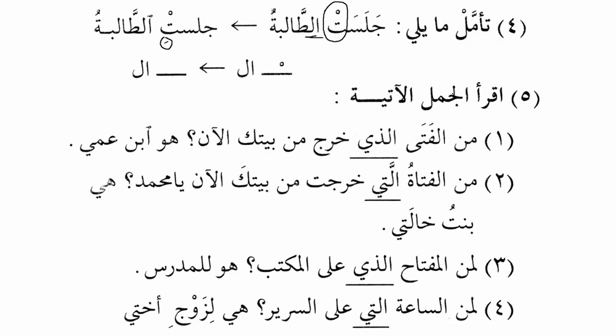Iqra. And when we connect it over here, let's implement it straight away. So it will be Iqra il jumal al-atiyata, read the following examples. So the first one is Manil fatal ladhi kharaja min baytika al-ana. Huwa ibn ammi. So manil fata, who is the young man, alladhi, who, kharaja, went out, min baytika, from your house, al-ana, now. And you say huwa ibn ammi, he is the son of my uncle.